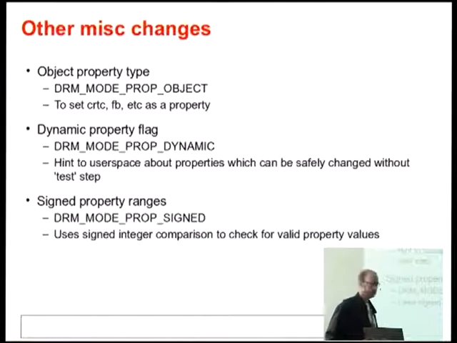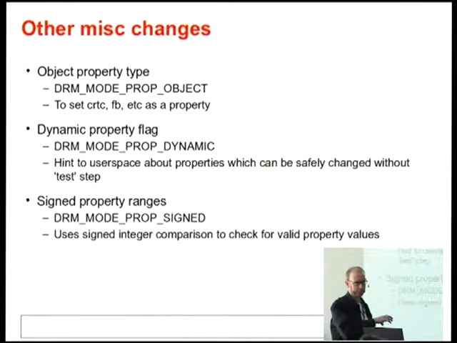And yeah, there's a few miscellaneous changes as part of the patch set. I add a couple new property types. There's a mode object property, so a property can refer to a CRTC or an FB or some other DRM mode object. There's a dynamic property flag. The intention is that for settings that the driver can always set without potential failure, you can set this dynamic flag as a hint so that user space knows that it can skip the test step.